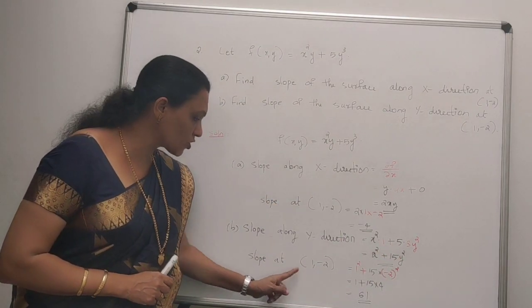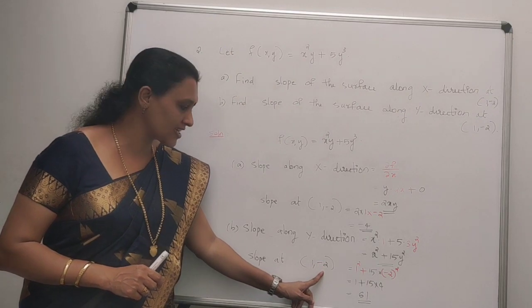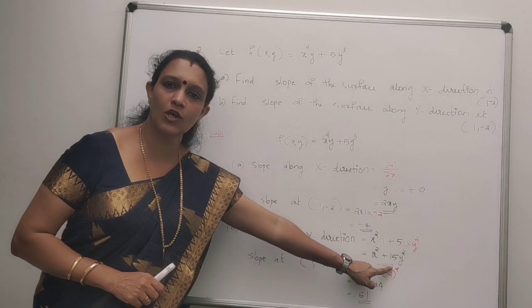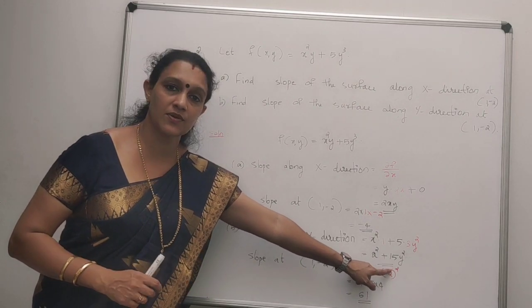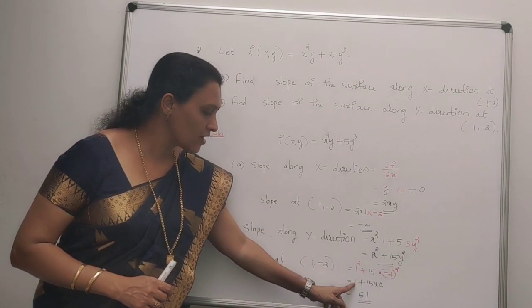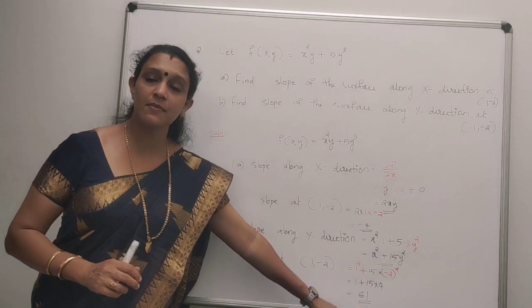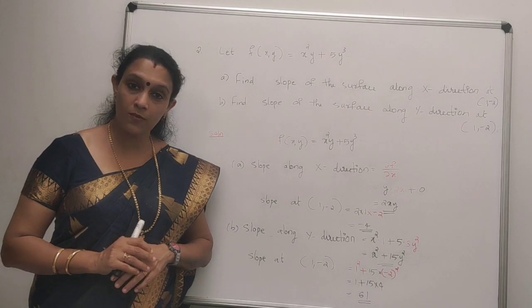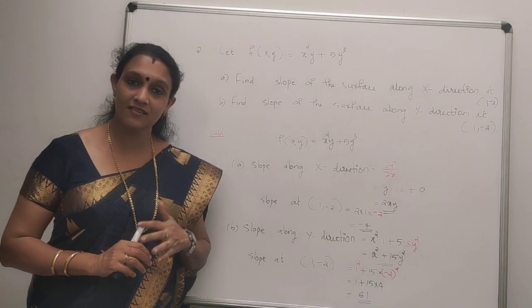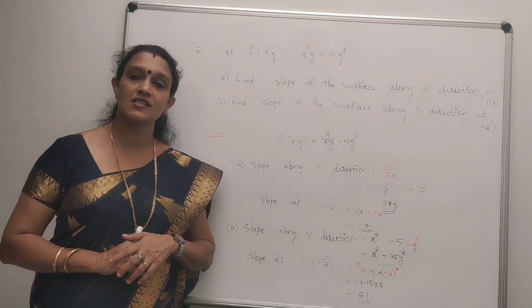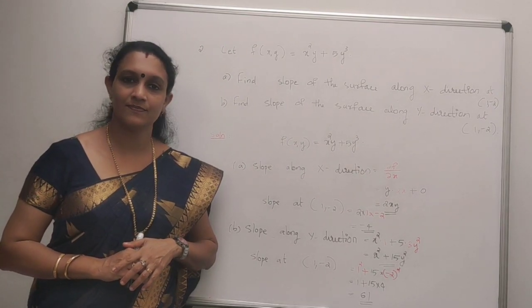Now we are calculating slope at the given point (1, -2). It is 1² + 15 into (-2)². So (-2) squared, the negative sign gets cancelled. So we will get 1 + 15 into 4, which is equal to 61. So always remember, whenever you are asked to find the slope of the surface along x direction, it is nothing but ∂z/∂x, and slope along y direction is ∂z/∂y.